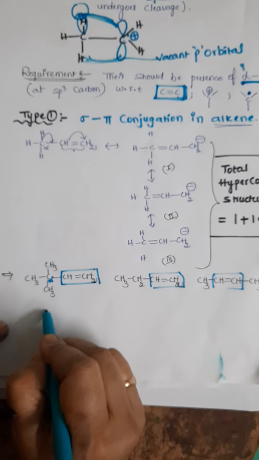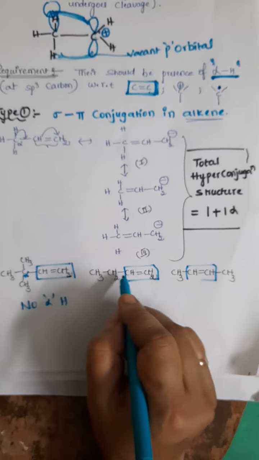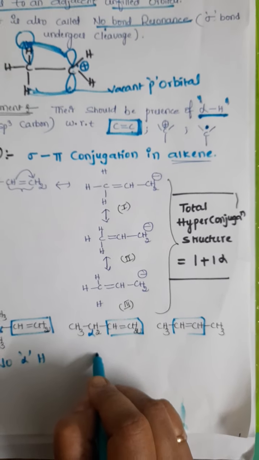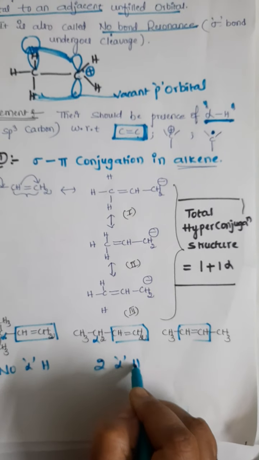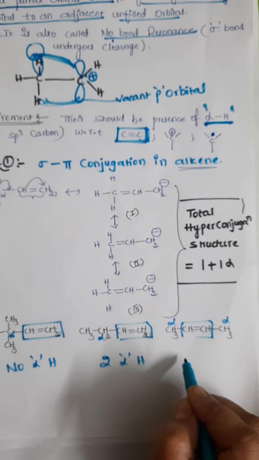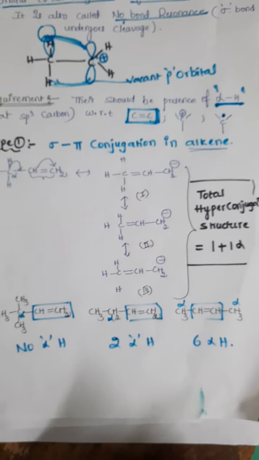This is not having any alpha hydrogens. Okay, in this, this is the alpha carbon, where we can see how many alpha hydrogens there are. 2 alpha hydrogens. Here this is an alpha carbon, this is an alpha carbon, so how many are there? 6 alpha hydrogens there. Okay, students.